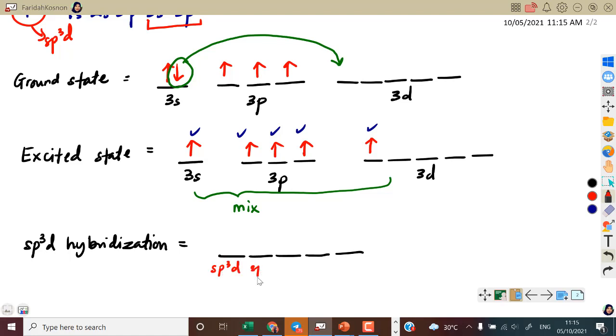sp3d, sp3d, sp3d, sp3d, sp3d. So dalam setiap orbital ini ada 1 unpaired electron.